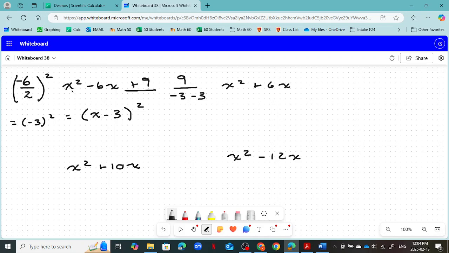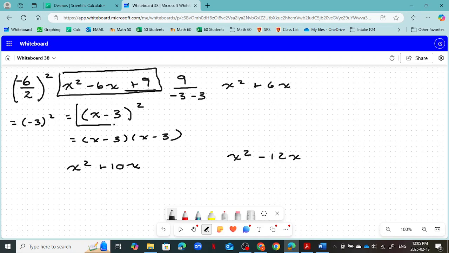X times x is x squared. If you had two of these brackets, x minus 3 times x minus 3, you'd get x squared, and then you get minus 3x and another minus 3x, which would give you -6x, and then -3 times -3 is 9. So what we're going to be doing is creating these perfect square trinomials that will factor to a binomial squared so that we can solve these questions algebraically or by the principle of square roots. But we're just going to practice this process first.